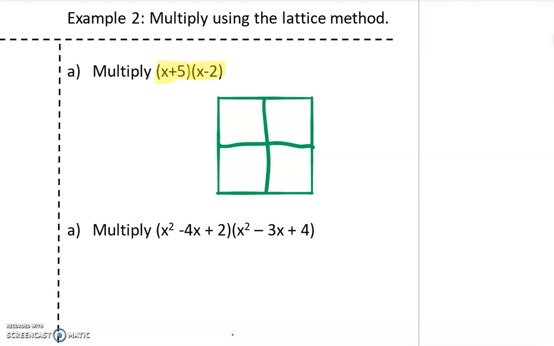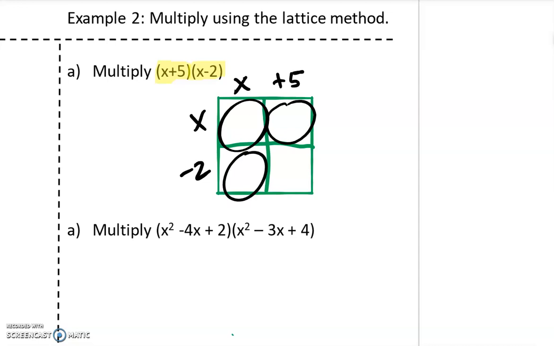because we have two binomials, and I'm going to place the terms on the top and the side. So on the top, I'm going to put x and plus 5. On the side, x and minus 2. Now you can see here we have 4 individual multiplications that are going to happen. So that is what we're going to do. In this first space right here will be x times x, so x times x is x squared. In the second space right here is going to be 5 times x, which gives us 5x. Down here, negative 2 times x is negative 2x, and lastly, negative 2 times 5 is minus 10.